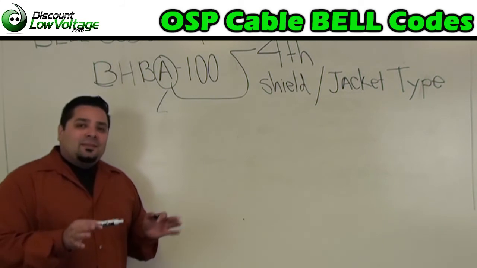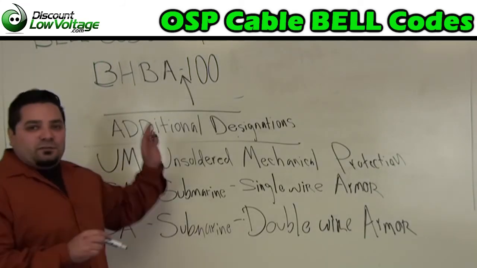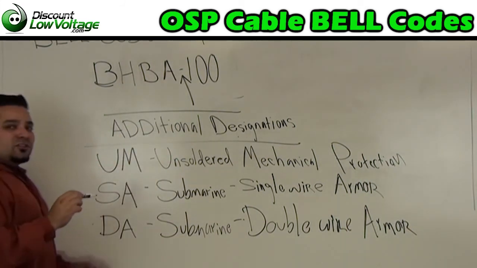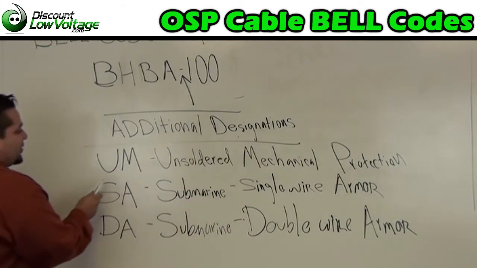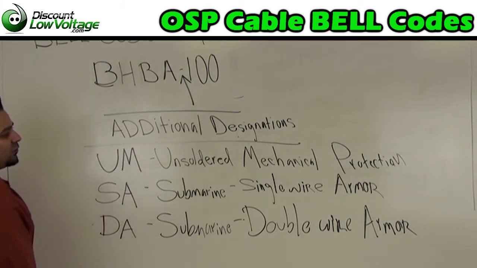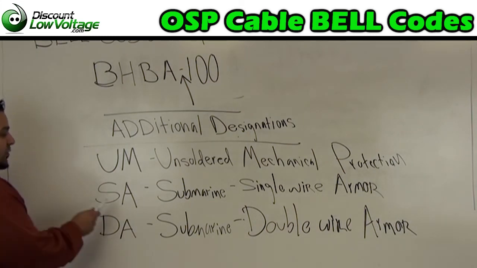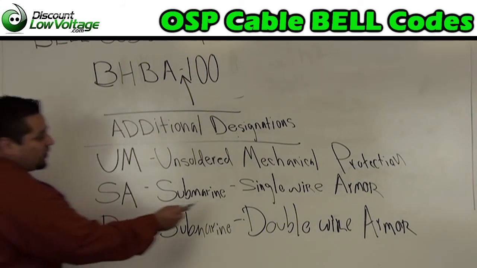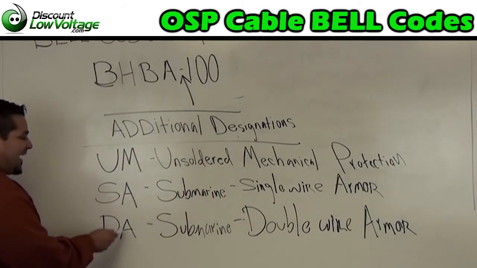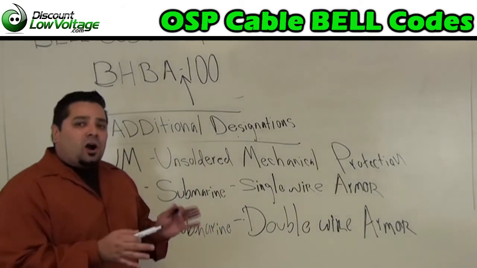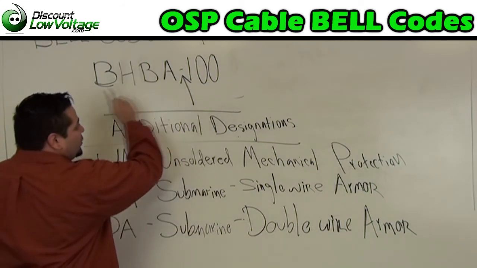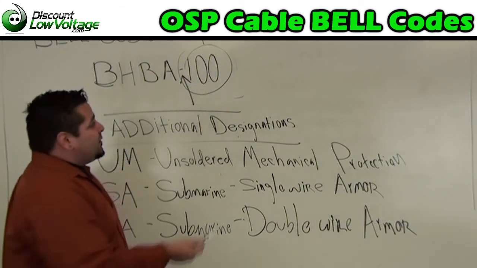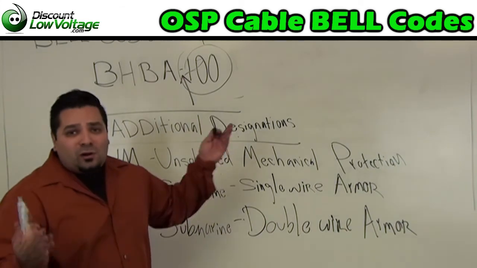We have an ALPETH aluminum shield. Now typically you're going to have 4 designations. You may have additional designations in there. That type of cable is not too common, but you're either going to have a UM, which is an unsoldered mechanical protection code, or you have an SA designation after your 4th letter there, which is a submarine single wire armored, or a DA, which is a submarine double wire armored. And don't forget, after your code, you have your 100, which is going to designate how many pairs of cable you got there. So if you have a 25 pair, then 25, 12, 12, you get the idea.